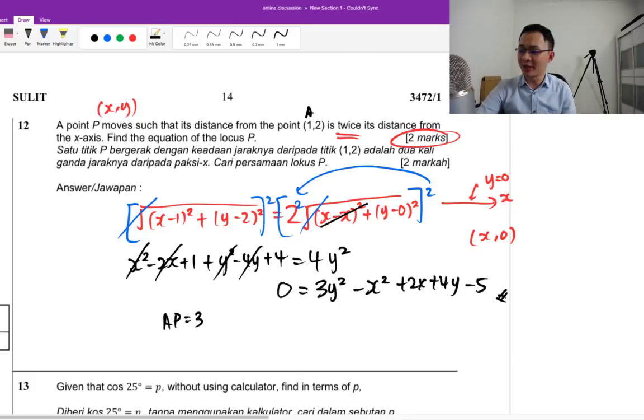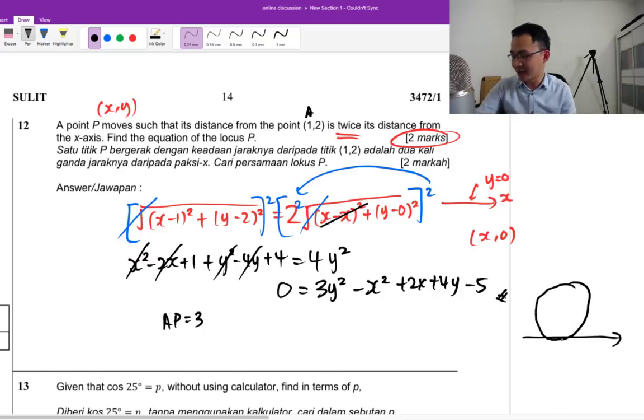Because this locus actually, okay, you have a locus. Let me just sketch it out. You have the locus passing by on the x-axis.